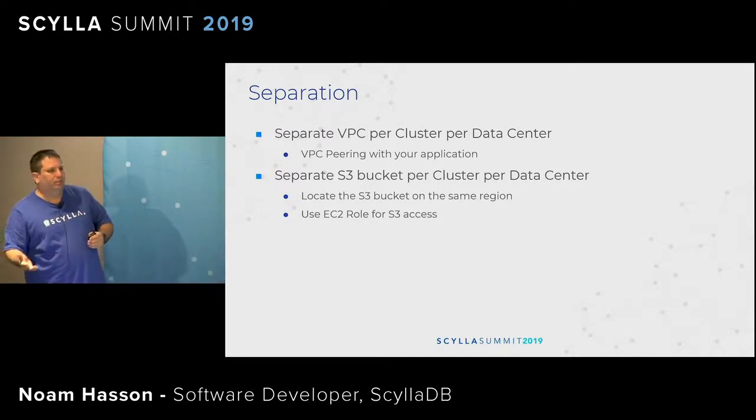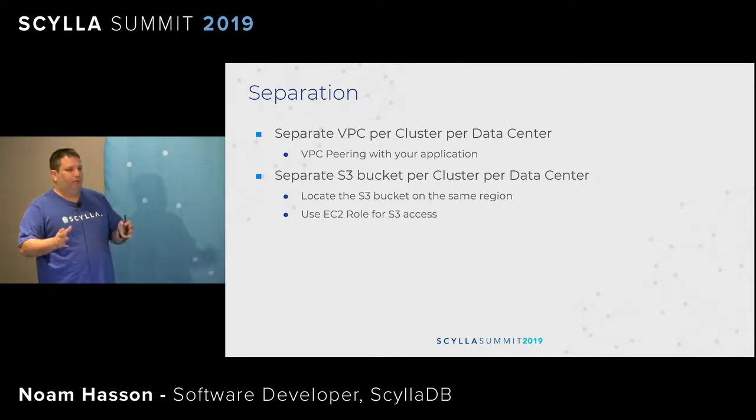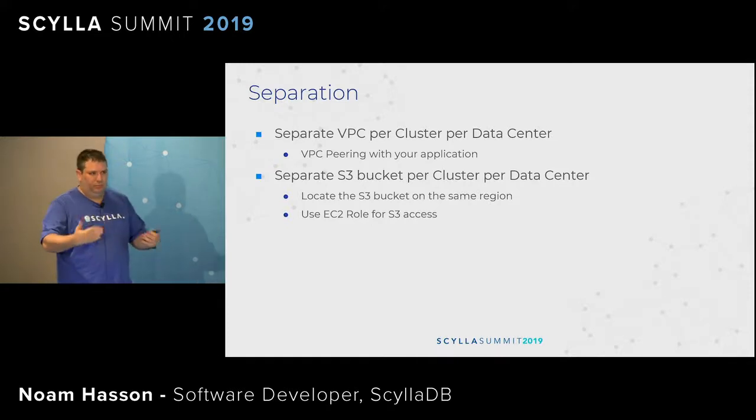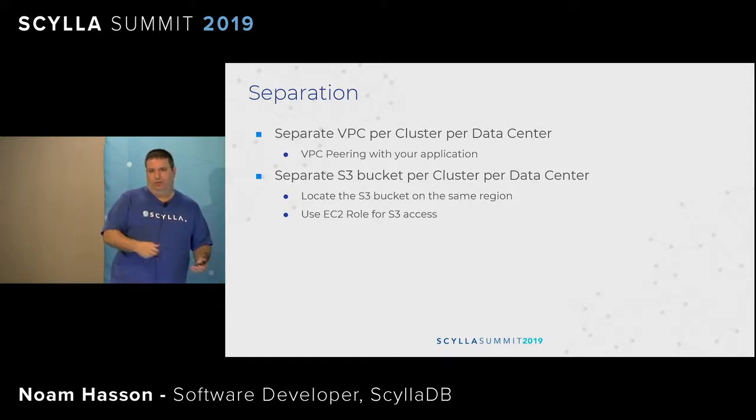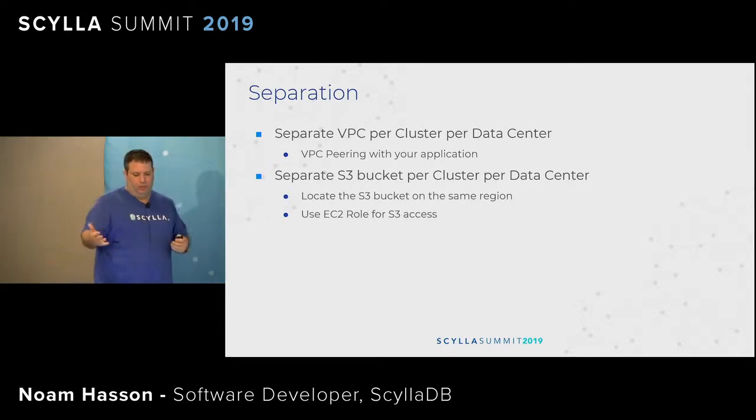Another thing is create a separate S3 bucket, again, per cluster, per data center. Make sure to locate the S3 bucket in the same region you created the data center. So if you have, again, a cluster, one data center in North Virginia and one in Tokyo, make sure to create a local S3 bucket for each of them, so the backup will be much more efficient, and of course you won't have to pay for all the network cost.